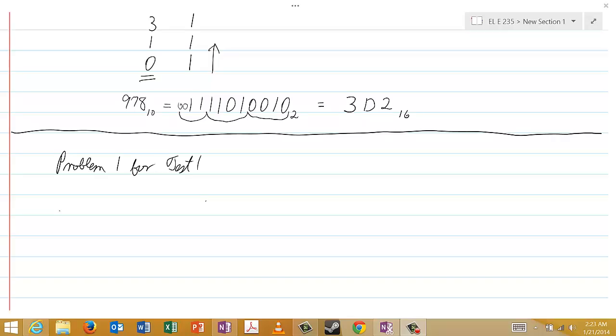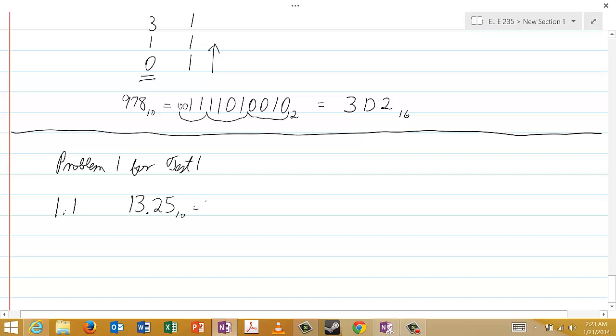Now let's try that again. I'm ready now to give you two problems for test number 1, and then in our first real meeting, I'll give you probably another problem to do. But the first two problems are these. So for the first problem on test number 1, what I'm interested in is having you convert the decimal number 13.25 to a binary number.